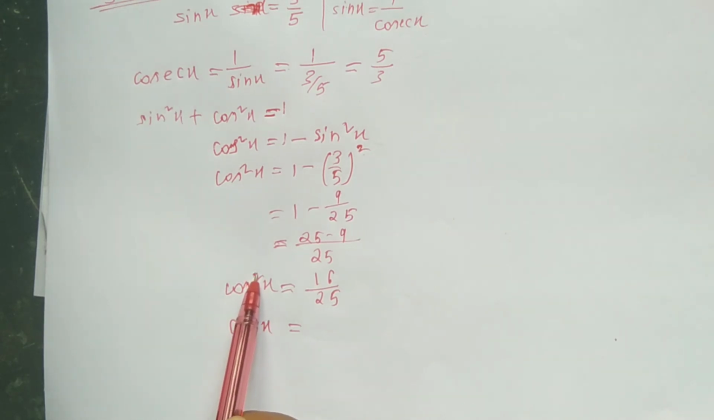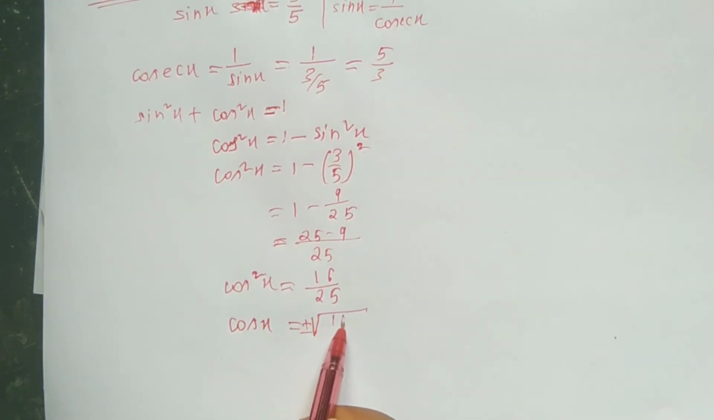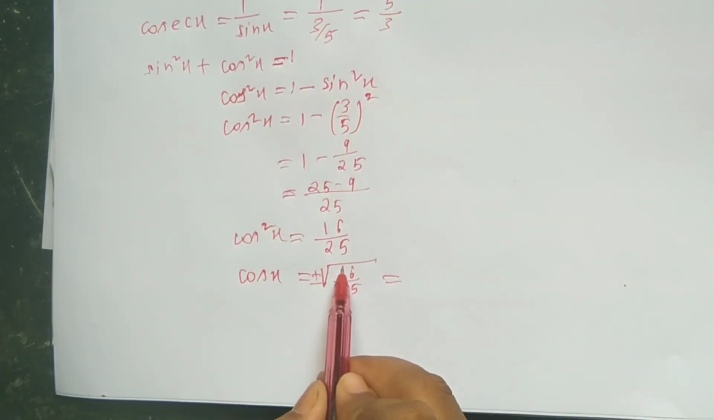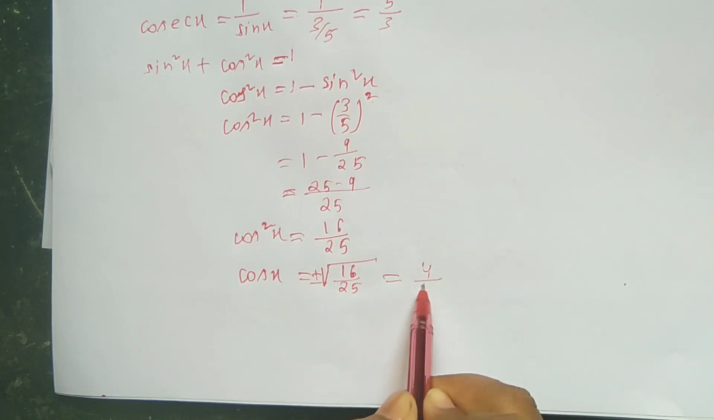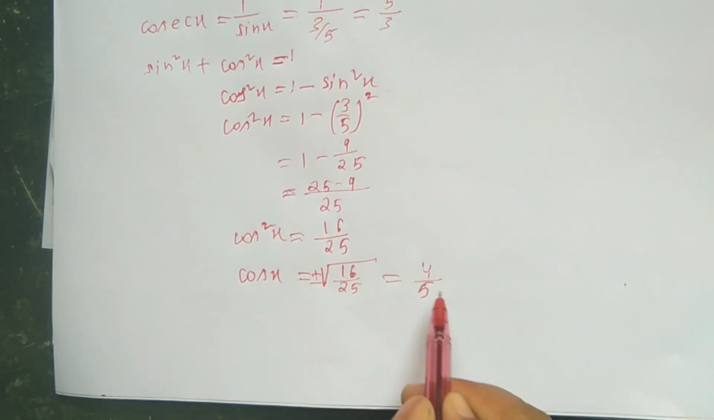Now we have to find the value of cos x. If we remove this square, we have to put the root symbol on this side, plus minus root over 16 by 25. Now this equals 4 by 5, right? 4 fours are 16, 5 fives are 25. So cos x equal to plus minus 4 by 5.